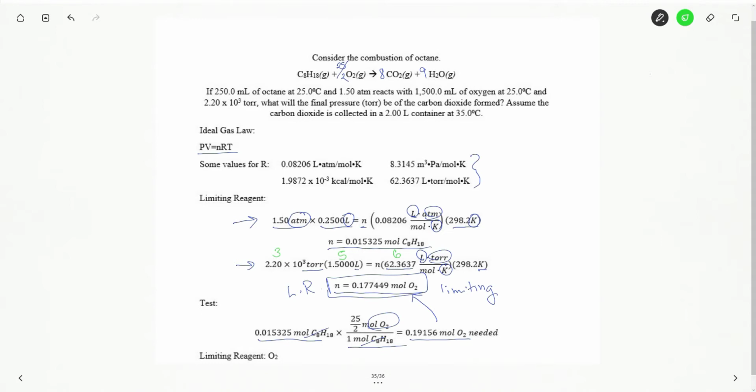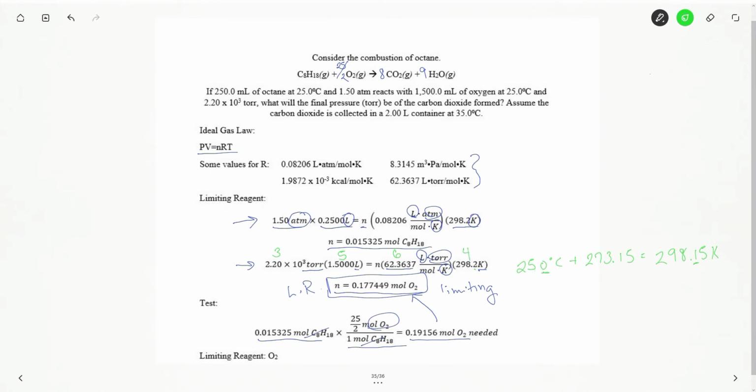And of course, in converting my temperature from Celsius to Kelvin, I did 25.0 degrees Celsius plus 273.15. That actually gave me 298.15 Kelvin. But because I only have one decimal place here, I should only have one decimal place here. Hence my 0.2 right here. So my answer here actually has 4 sig figs.